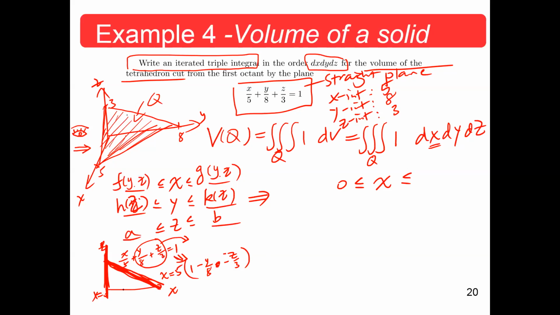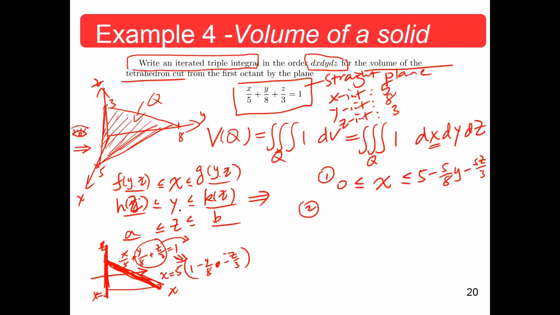So x will be starting from 0, which is this zy plane, and ends on the straight plane, which is oblique. So that'd be 5 minus 5 over 8 y minus 5z over 3. That's your boundary of the x. So you can sketch an arrow going from left to right. Make sense? Yep. Okay, so that finishes the first boundaries for x.